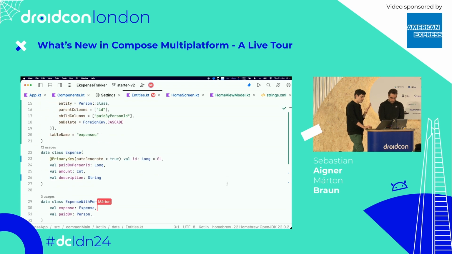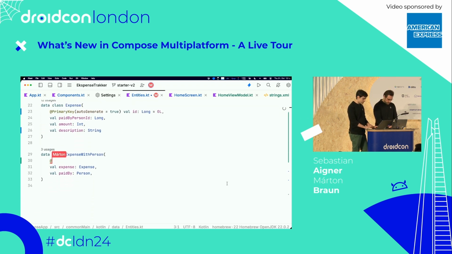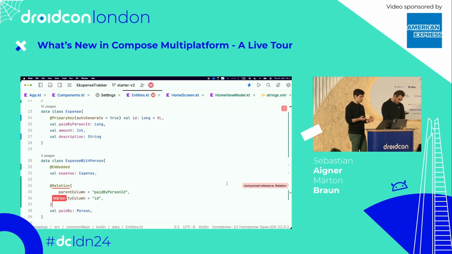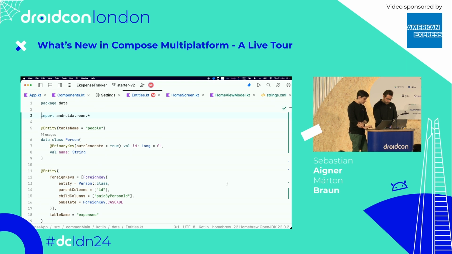And then we have this combined data class with an expense and a person. So the way that that's going to work is that we're going to query for the expenses, so we can make that an embedded thing within this class. And then for Room to automatically pull the associated person with it, we can add a relation for this one, which again just connects these things through the IDs and the foreign key. And I just need to import that. And I think with that, we are done with that setup.